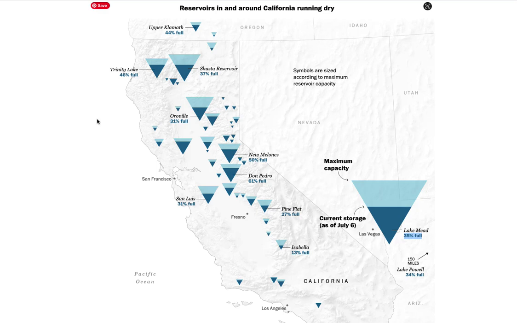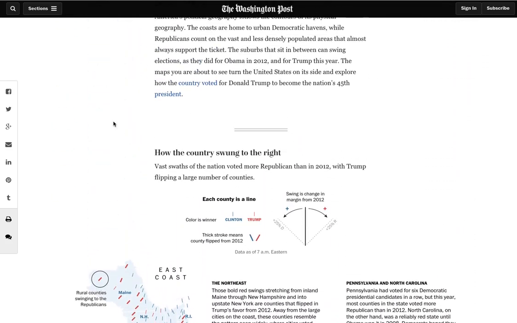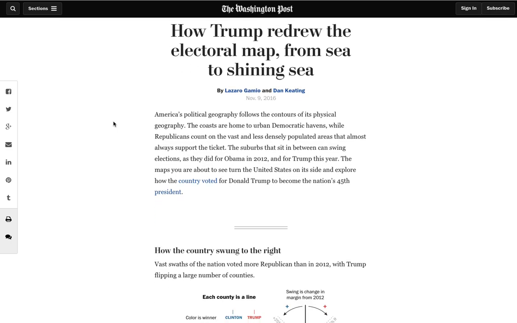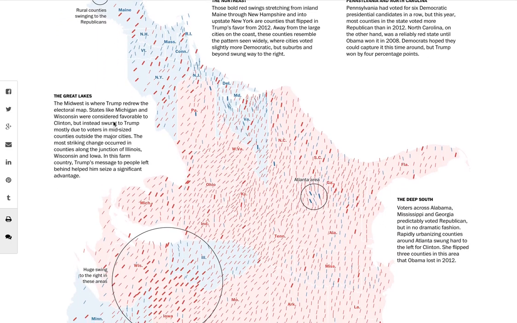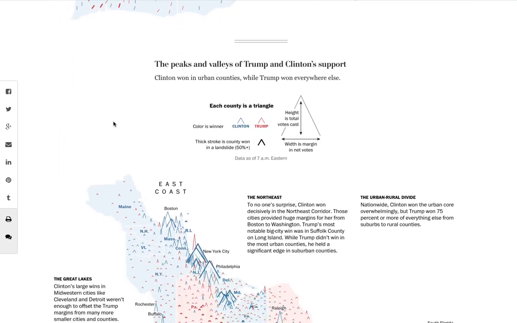So let's take a look at some other triangle visualizations, also from the Washington Post. This is back, I'm just going to scroll up so you can see the whole thing, from November of 2016, after the 2016 presidential election. We saw lots of these types of maps of swings in the congressional districts. But let's zoom back down.